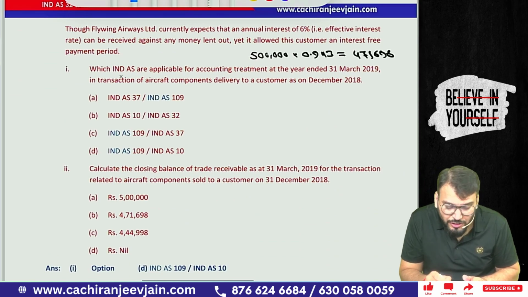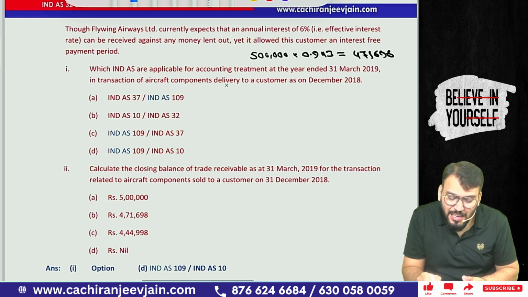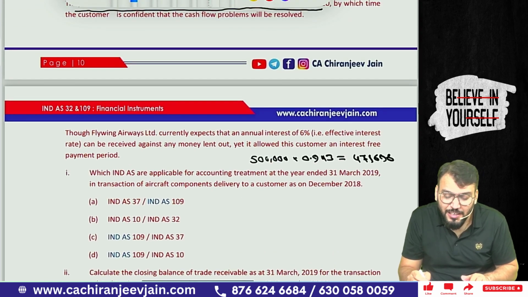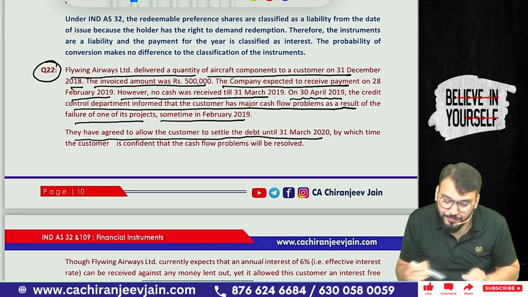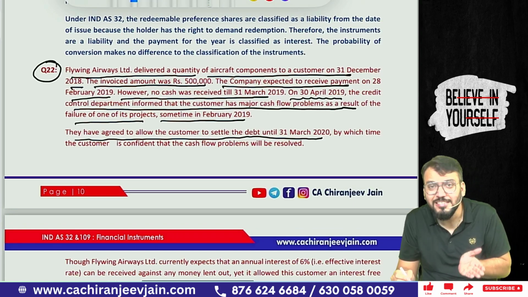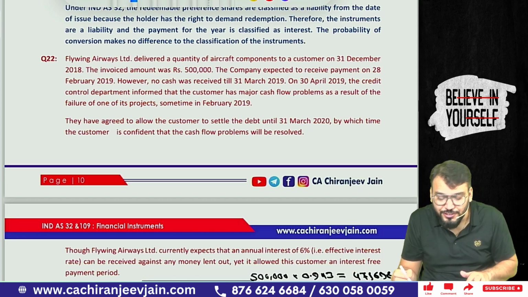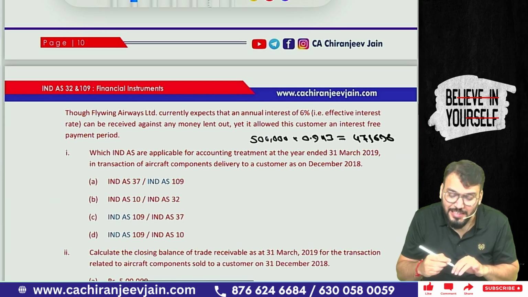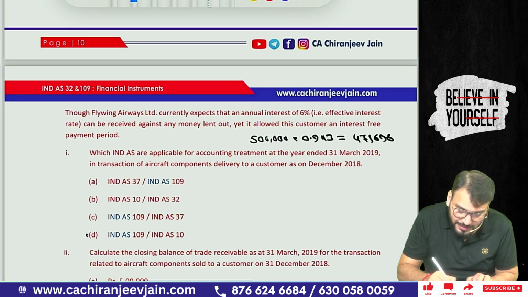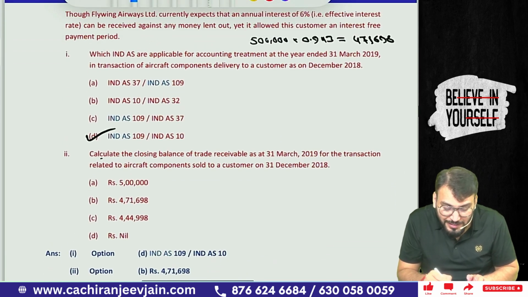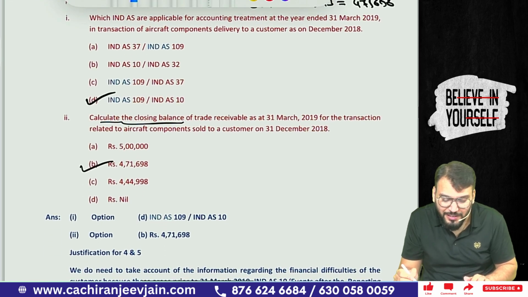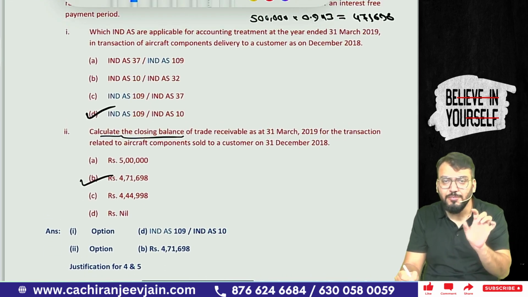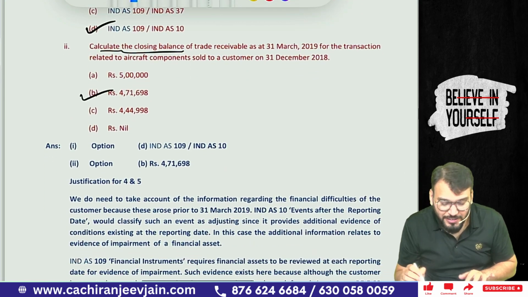They have asked which Ind AS are applicable for the accounting treatment. Ind AS 109 is applicable because of the indicator of impairment. Since the credit control department informed on 30th April, which is after the balance sheet date but before approval of the financial statements, there are two Ind AS: Ind AS 109 and Ind AS 10. So option D is correct. Then calculate the closing balance, which we already calculated as 4,71,698, and the difference between 5 lakh and this will be the impairment loss, if they ask that also.